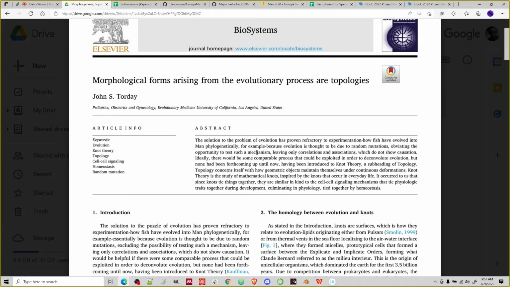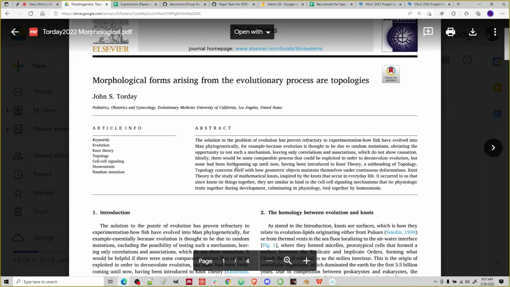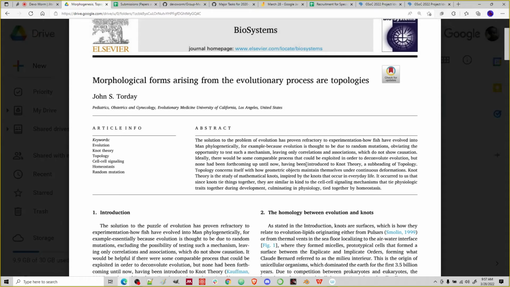So, we don't necessarily need genes, perhaps, or maybe there's some interplay there. Ideally, there would be some comparable process that could be exploited in order to deconvolute evolution, which I guess is this: how do we know what's contributing to it? But none has been forthcoming up until now, having been introduced to knot theory, a subheading of topology.